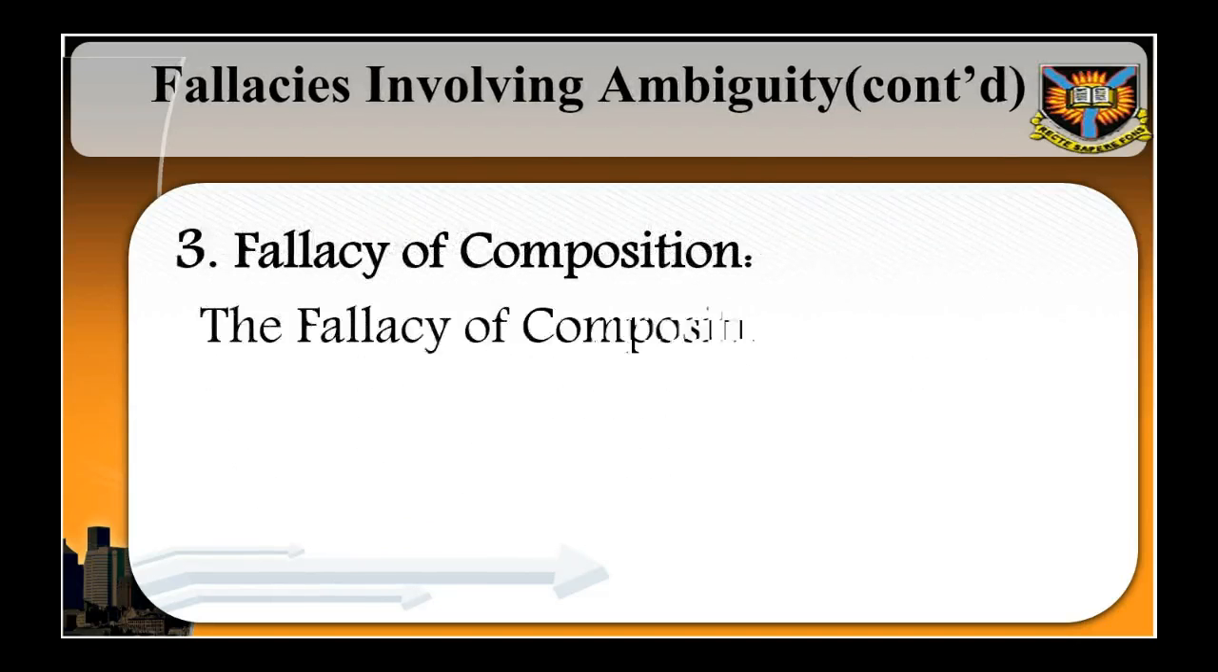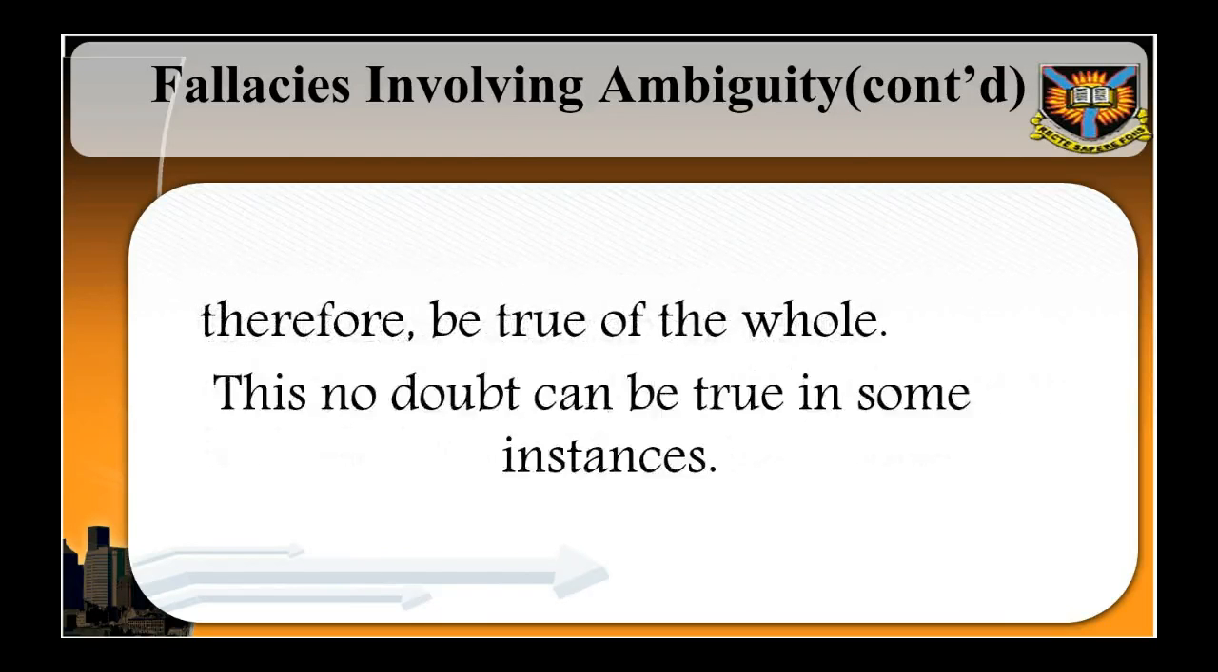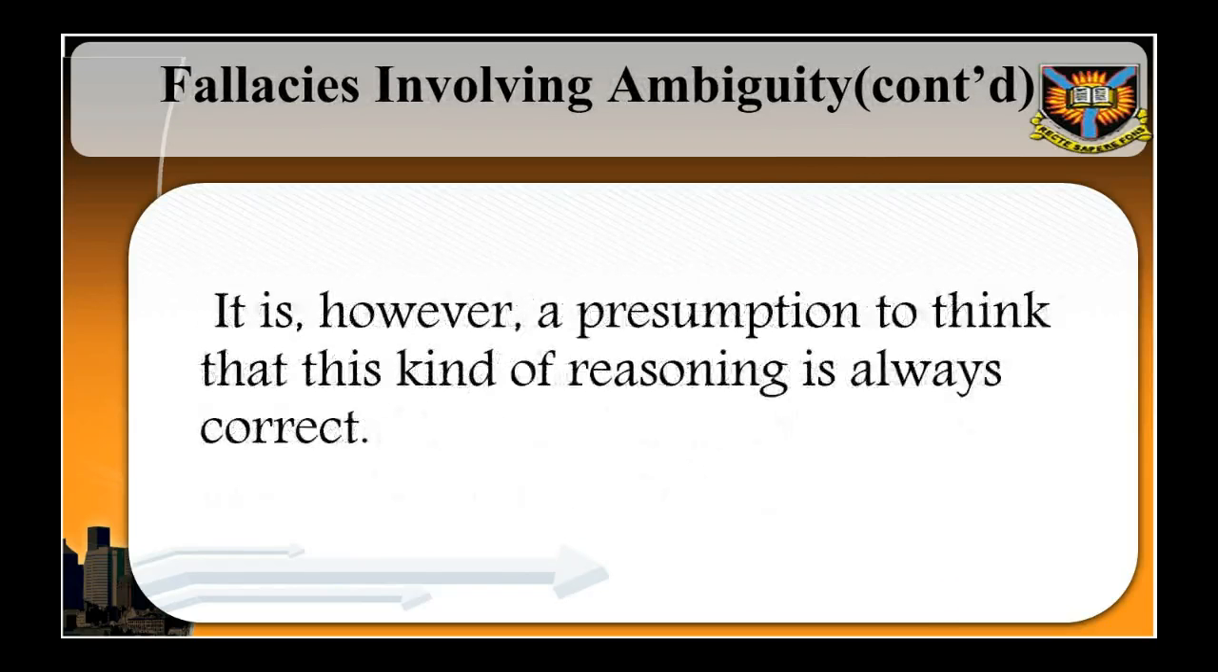Fallacy of composition. The fallacy of composition is committed when we mistakenly reason that what is true of the parts must therefore be true of the whole. This no doubt can be true in some instances. For example, we safely conclude that since the dog's head is brown and his back and legs are brown, the dog is brown. This is not a fallacy. It is, however, a presumption to think that this kind of reasoning is always correct.